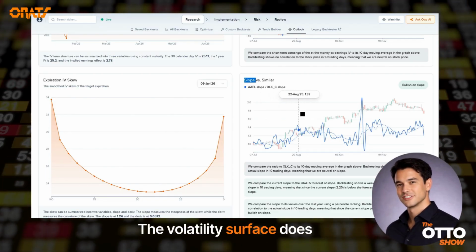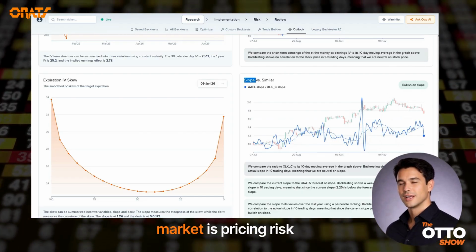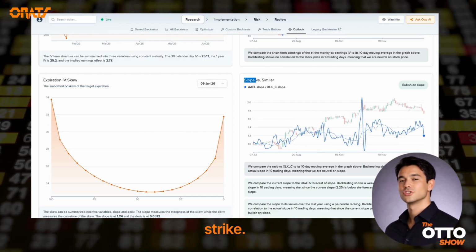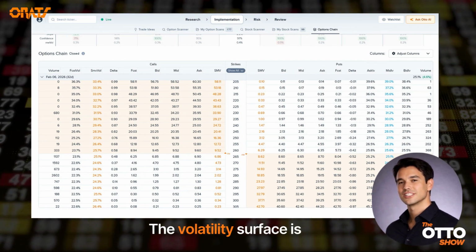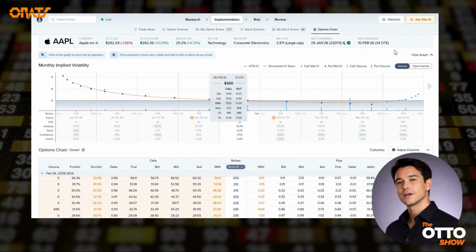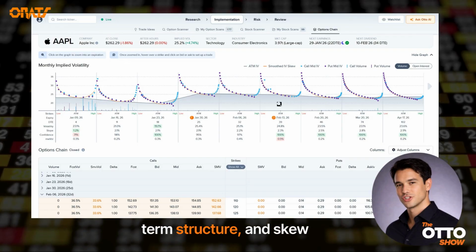The volatility surface does not forecast direction. It provides context. It shows how the market is pricing risk across time and across strike. That context is what allows traders to identify value. The volatility surface is not a chart. It's a framework.